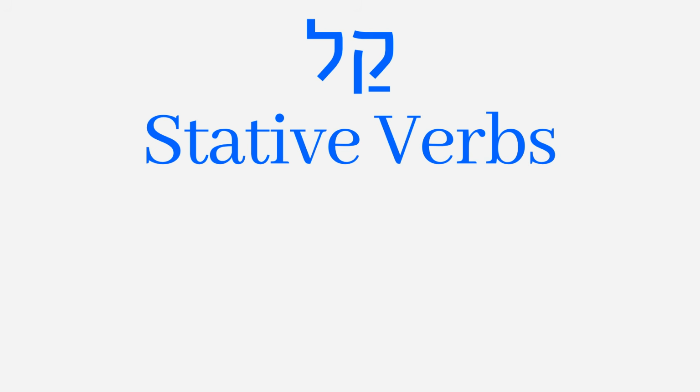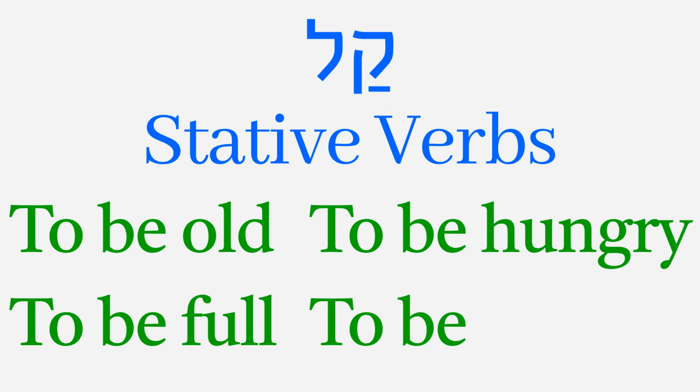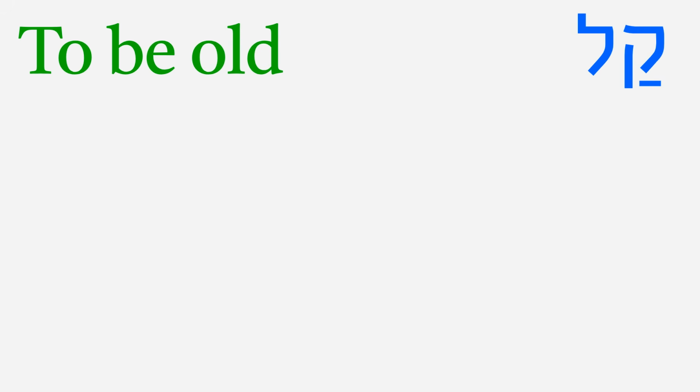Stative verbs describe the state something is in. In English, these kinds of verbs tend to use to be old, to be full, to be hungry, to be able. In Hebrew, stative verbs will be in the kal binyan, but not always with the exact form we've seen with non-stative verbs. To see what I mean, let's learn the stative verb to be old.